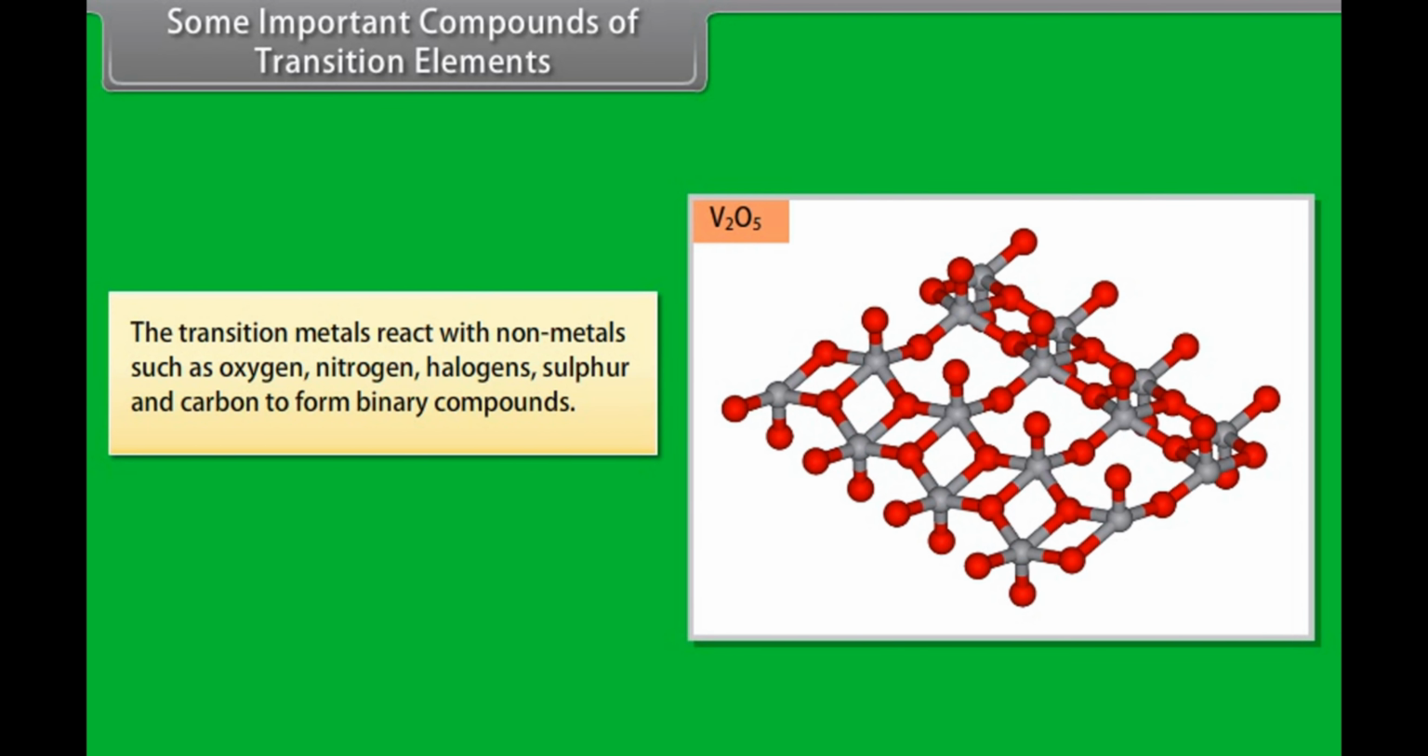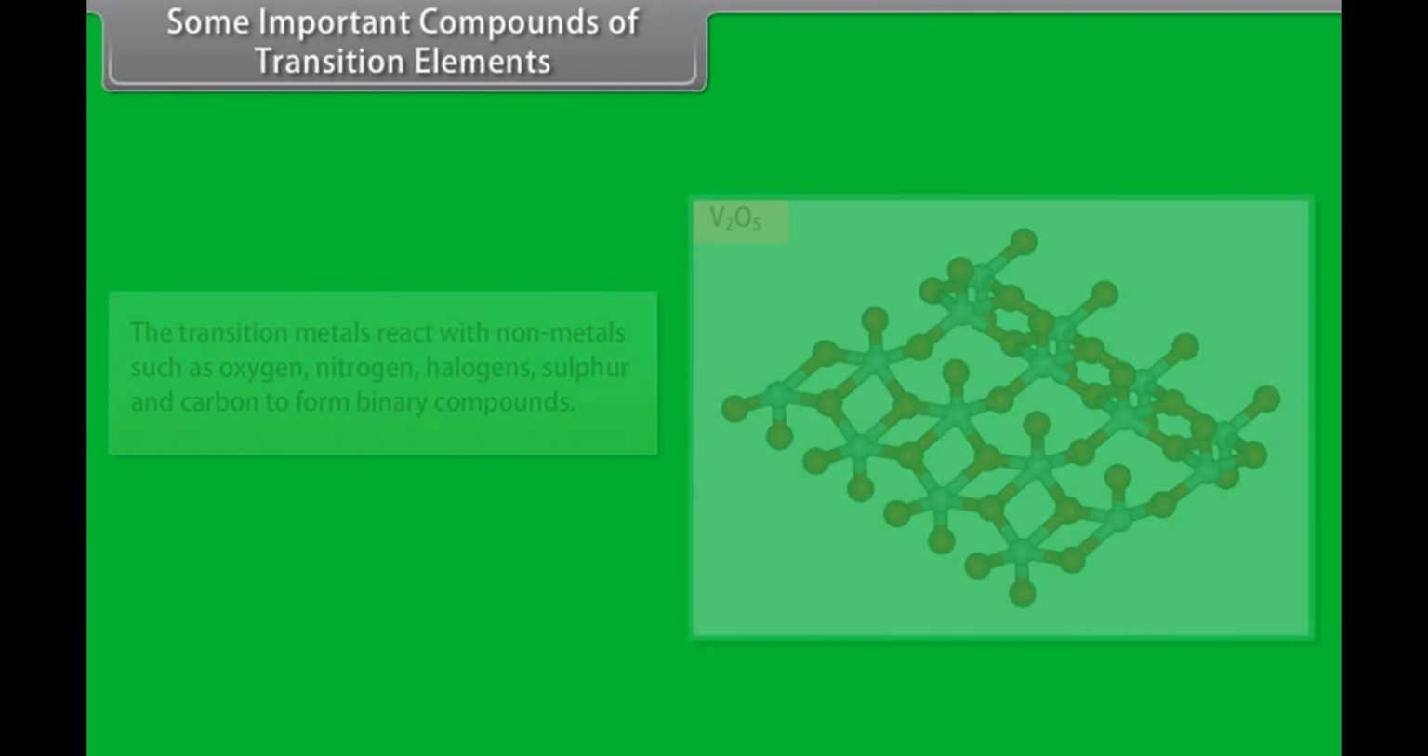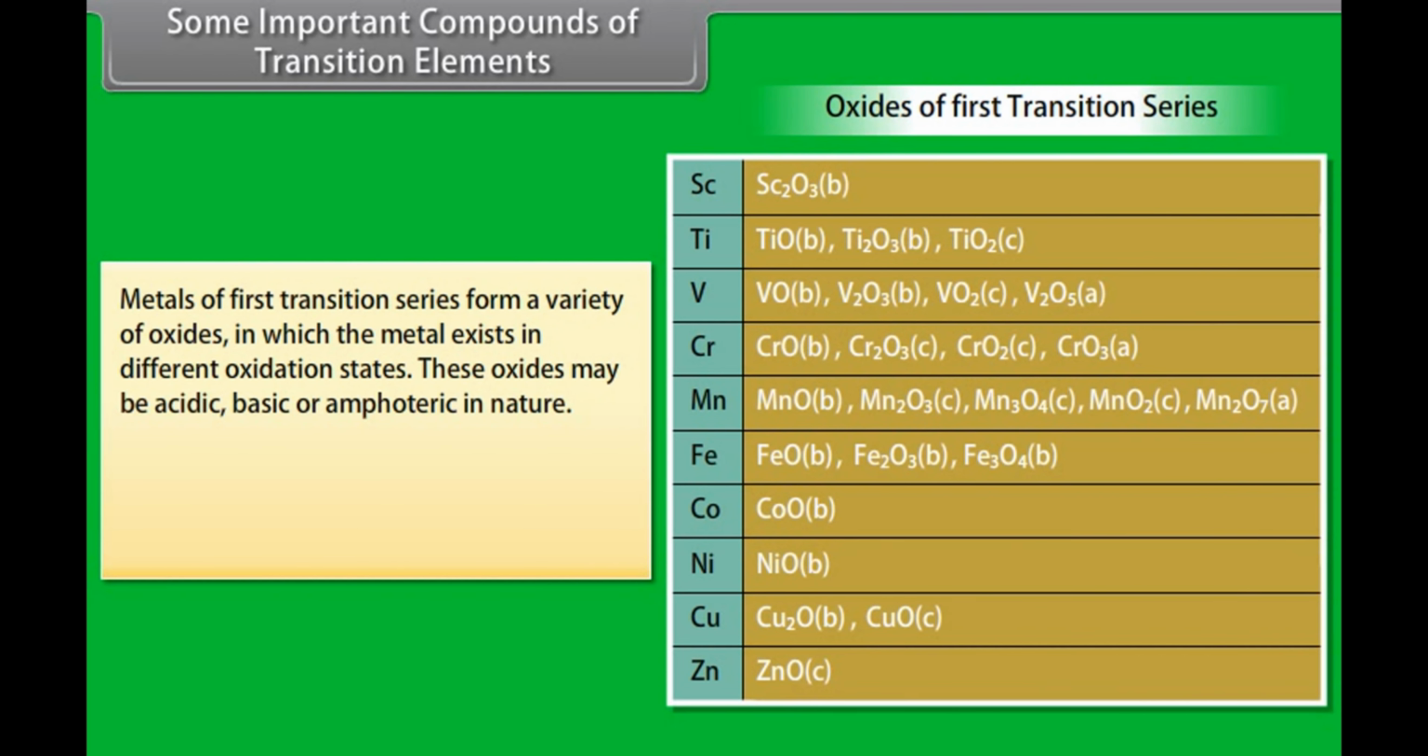The transition metals react with nonmetals such as oxygen, nitrogen, halogens, sulfur, and carbon to form binary compounds. Some of these compounds find important industrial applications. Metals of first transition series form a variety of oxides in which the metal exists in different oxidation states. These oxides may be acidic, basic, or amphoteric in nature.